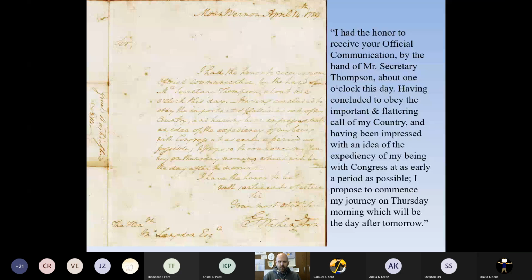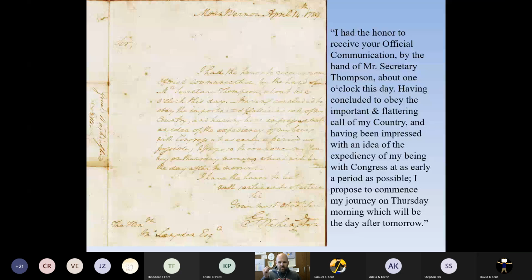Now, the date seems later than normal, but the inauguration originally was in April. It was only moved back in the last century to January, and that was through an amendment to the Constitution. Okay, so that's important to remember here.